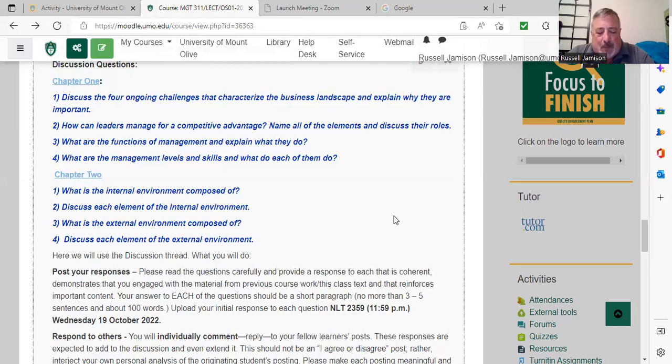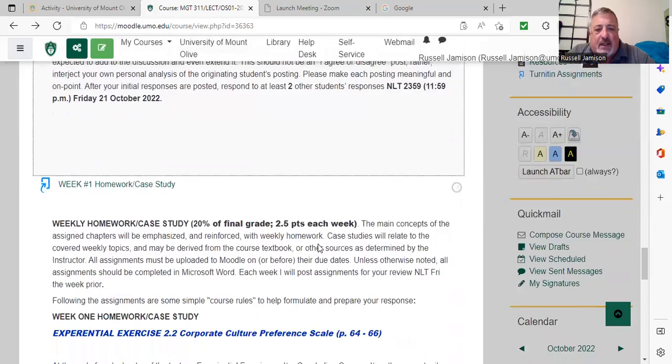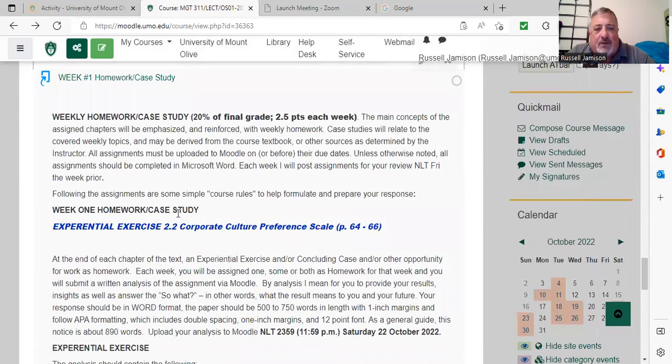Fair enough. Okay. So that's the main part of the discussion forum: the Wednesday night, and then have the two posts for students. And then you'll see that there's homework. There's going to be homework / case study.